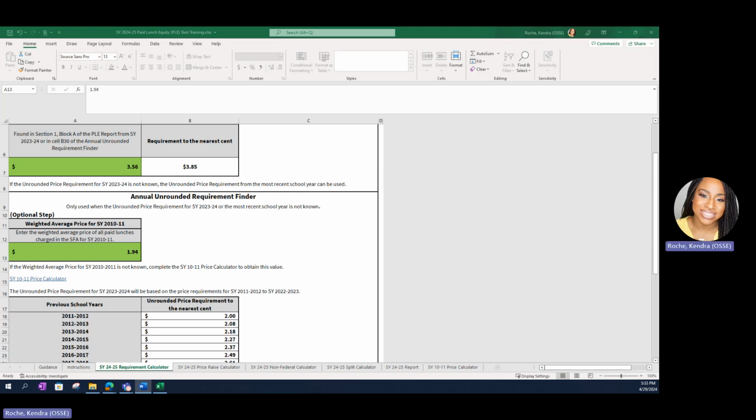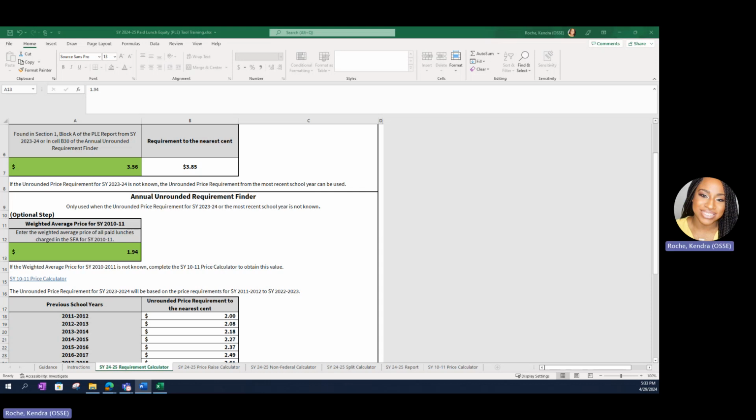You now have the school year 2024-25 weighted average price requirement. At this point, each SFA has three options to meet the paid lunch equity requirements. SFAs may either raise paid prices by the required amount, contribute non-federal source funds to the nonprofit account to cover the increase, or use a combination of these two methods. SFAs are only required to complete the tabs that correspond with the method they choose.